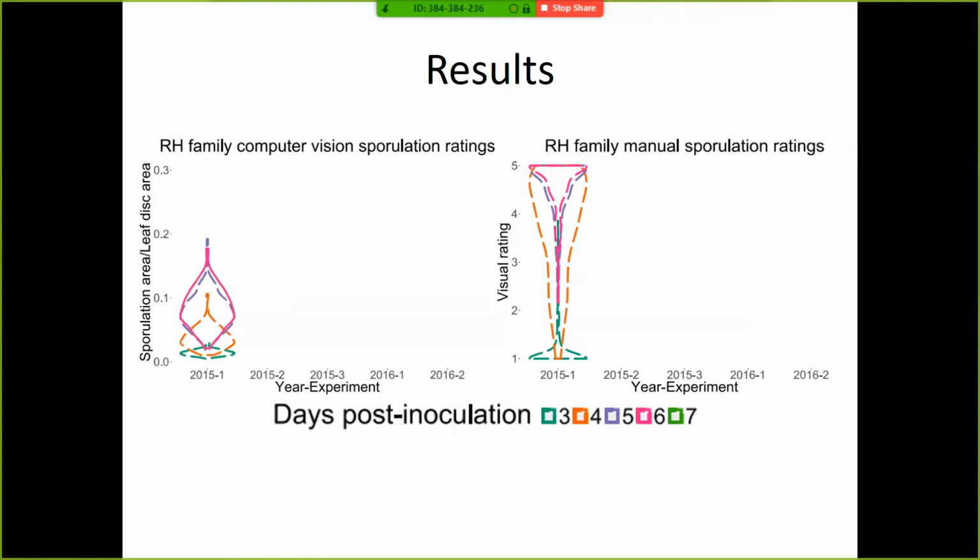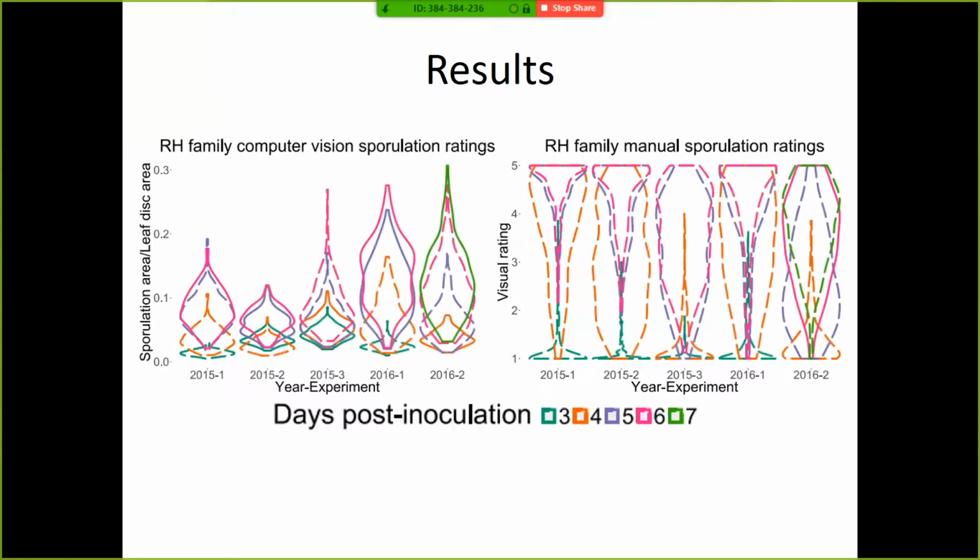However, compare this to the manual sporulation ratings. You could see at 3 dpi, it's skewed all the way to the 1 rating. And as you get further along, it skews towards the 5. And so the ratings here are the average of 8 leaf discs for a particular genotype for an experiment.